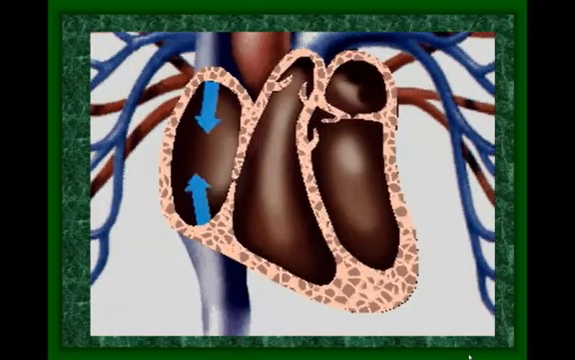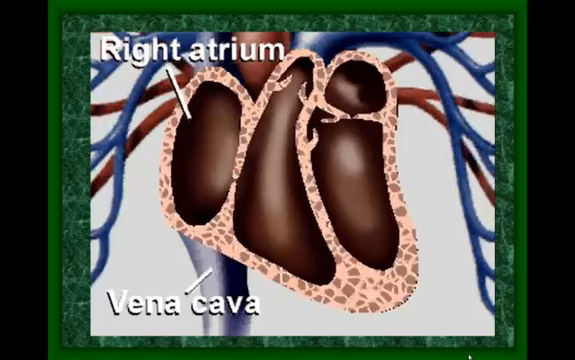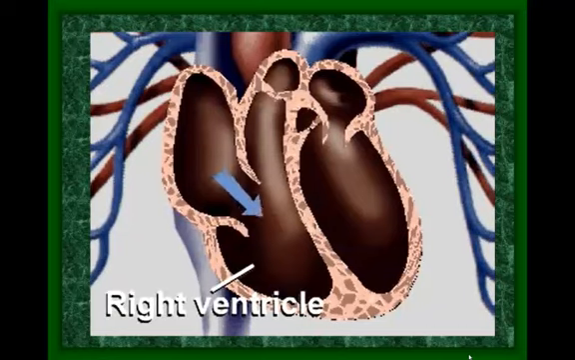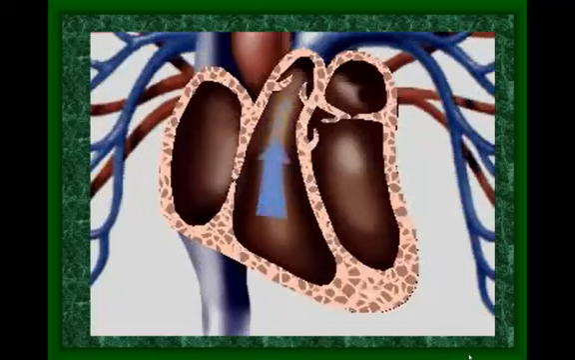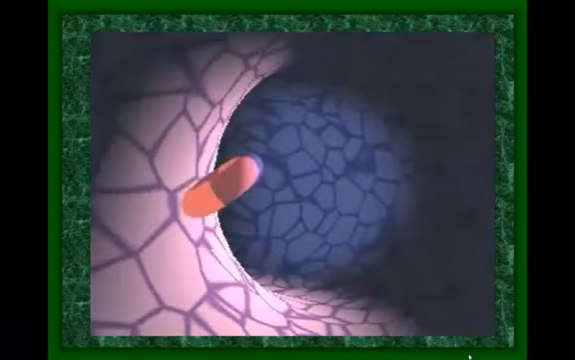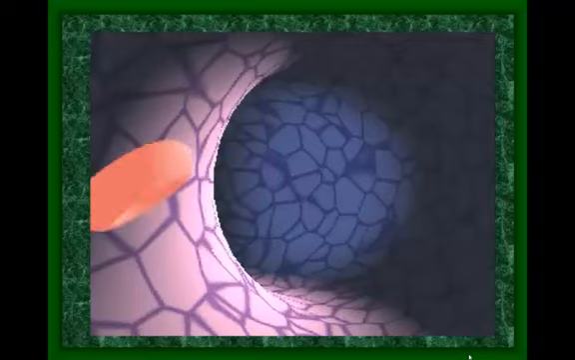In pulmonary circulation, blood high in carbon dioxide and low in oxygen returns to the heart from the body. This blood enters the right atrium through the superior and inferior vena cava. The right atrium contracts, forcing blood into the right ventricle. Then the right ventricle contracts, sending the blood through the pulmonary artery to the lungs. In the lungs, carbon dioxide diffuses out of the blood, and oxygen diffuses into the blood.